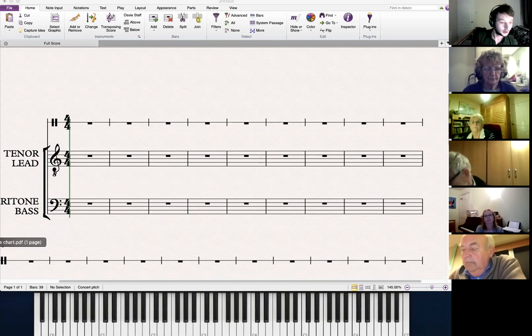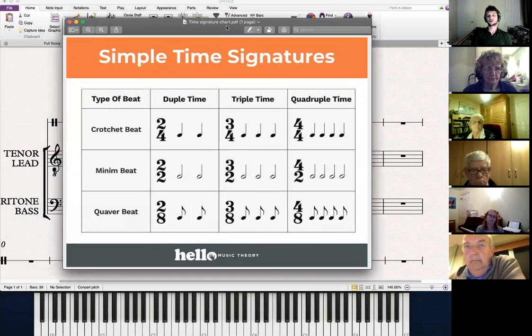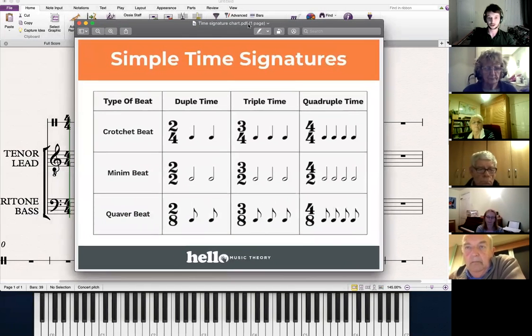Here it is, this is a time signatures chart. These are what we call simple time signatures. You don't need to pay attention to all of these. We're just going to look at the top 3. The others will become obvious a bit further down the line, but we don't need to look at those at the moment.